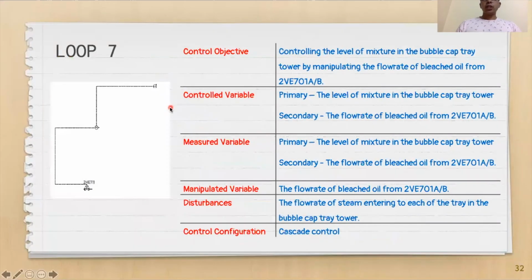For loop 7, the control objective is controlling the level of mixture in the bubble cap tray tower by manipulating the flow rate of bleached oil from 2VE701A/B. The control variable is primarily the level of mixture in the bubble cap tray tower, and secondarily the flow rate of bleached oil from 2VE701A/B, and the measured variable is the same. The control configuration here is cascade control.